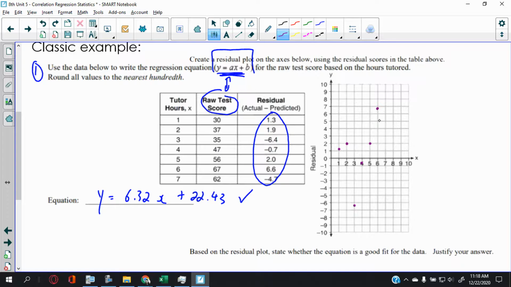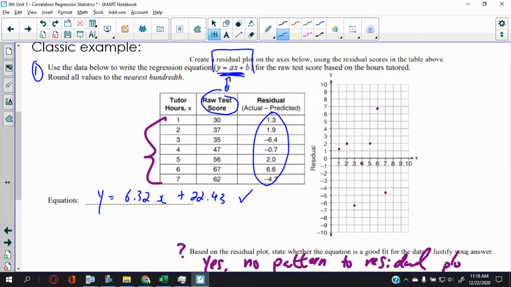7. By the way, one of the things I want to assure you of is that on the Regents, they don't give you that many numbers, so don't worry about spending a huge amount of time entering data. Not only that, with more data you could make more mistakes too. Now, based on the residual plot, state whether it's a good fit. Yes, because there's no pattern to the residual plot.